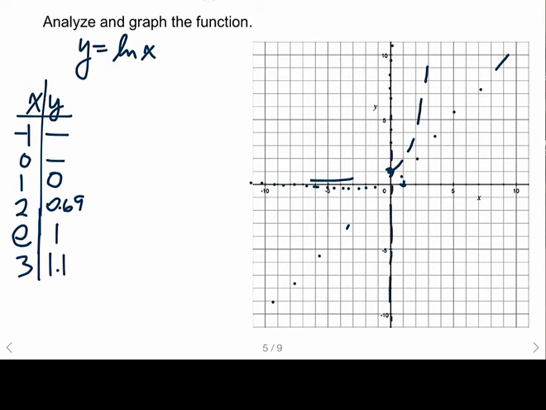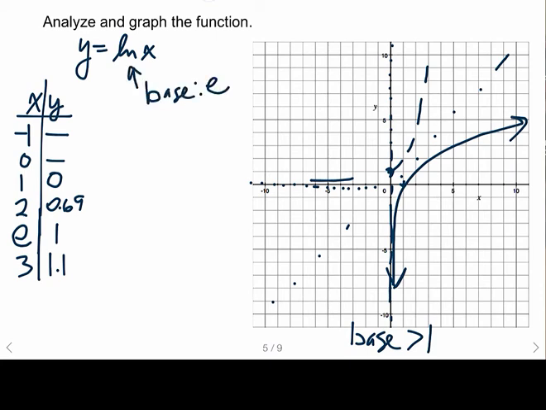And then the shape of a logarithmic curve is asymptotic in the lower part along the y-axis and then bends up and to the right. And this is going to be characteristic as long as the base is bigger than 1, which it is in the case of the natural log because the base is e.